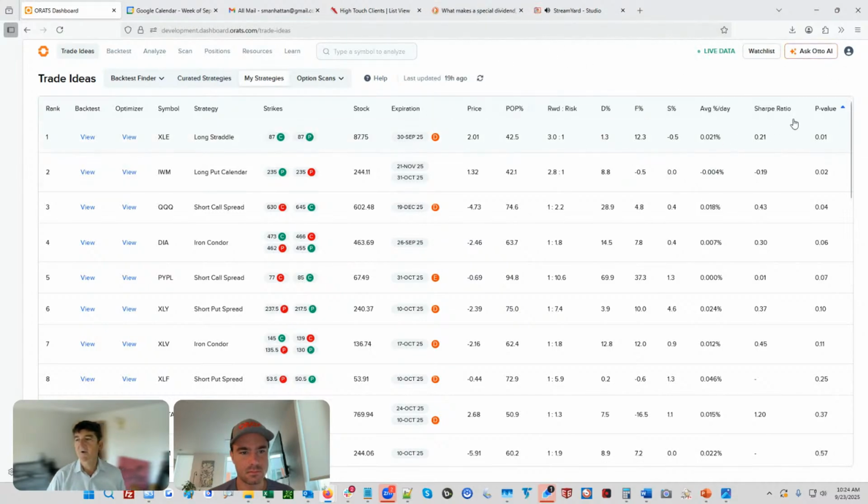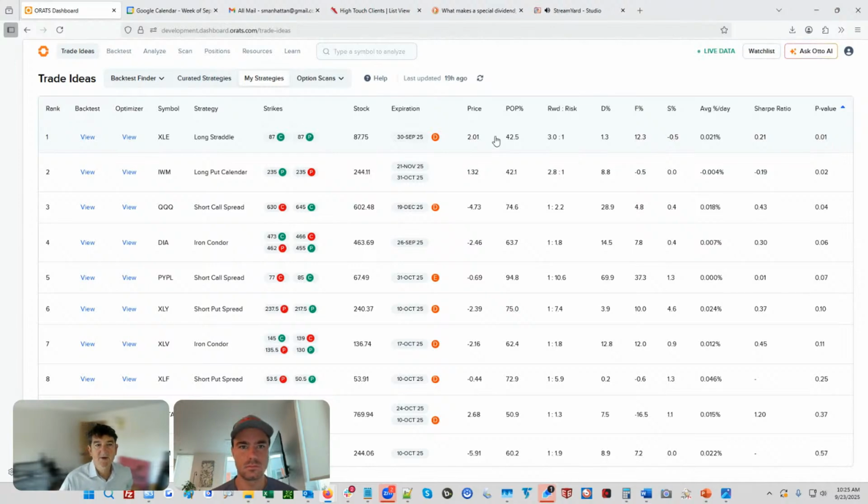So, Tyler talked about p-values. You could ask Otto about that, and explain any one of these column headers. Otto can help. So now I've gone from curated to my strategies. Curated we send out to everybody. My strategies are the ones that you save, that I've gone in and made these optimizers and saved the strategies, and again, they will only pop up here when all the constraints are met.